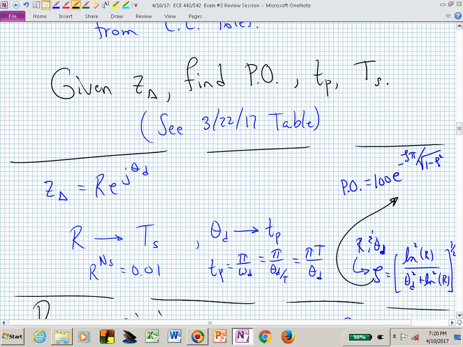Yes? It's e to that whole thing. So that exponent is minus zeta pi, all divided by the square root of 1 minus zeta squared. That's the exponent of e.